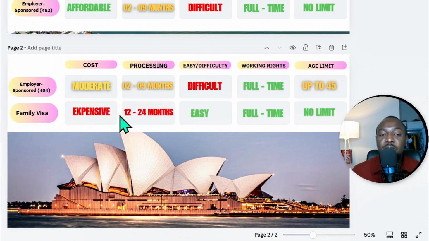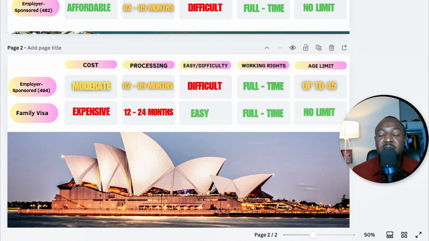Processing time, you're looking at around 12 to 24 months. Okay. And difficulty or easy, this is very easy. So this all depends on your sponsor, the Australian permanent resident or citizen that is sponsoring you for you to come and join them. It's very easy. Once you can prove that your relationship is genuine with this person and continuing, then there shouldn't be any problems when applying for the visa.